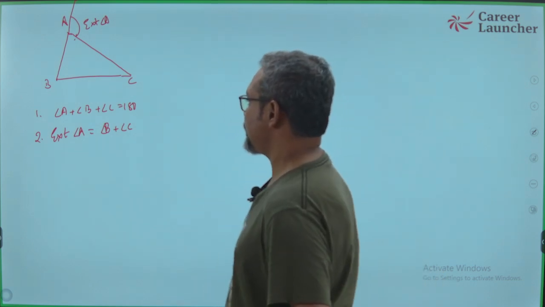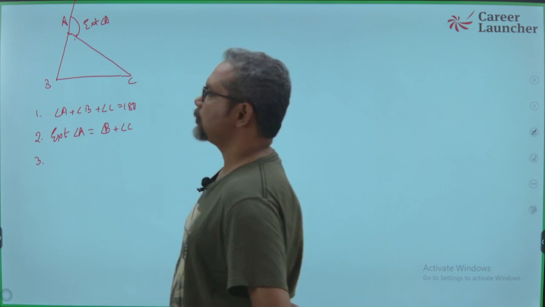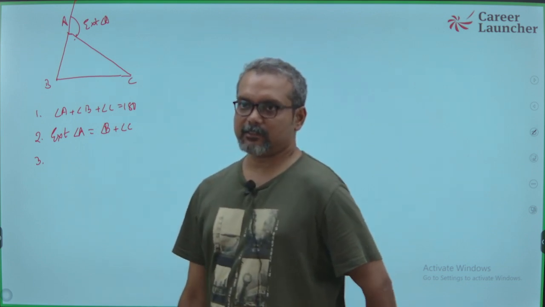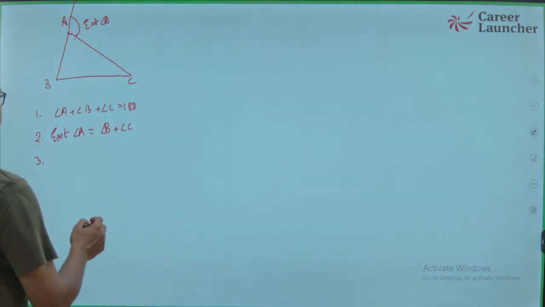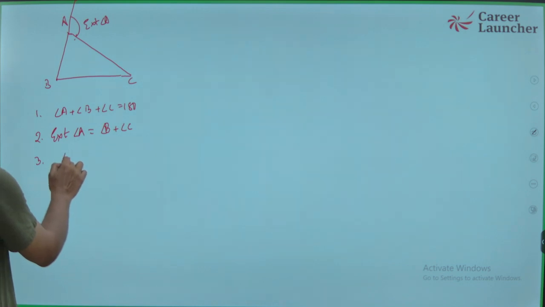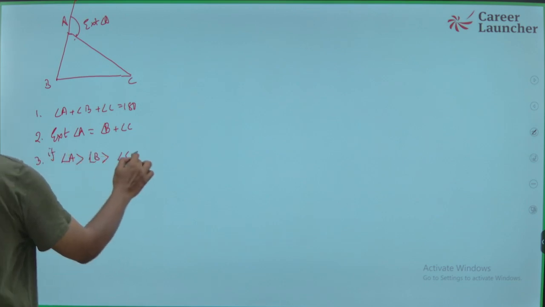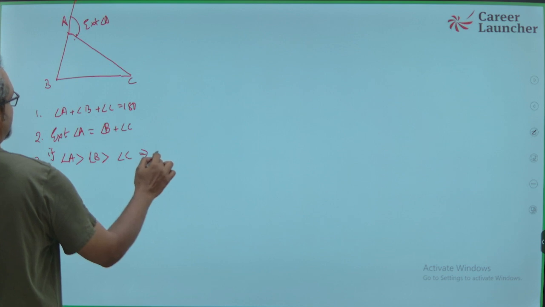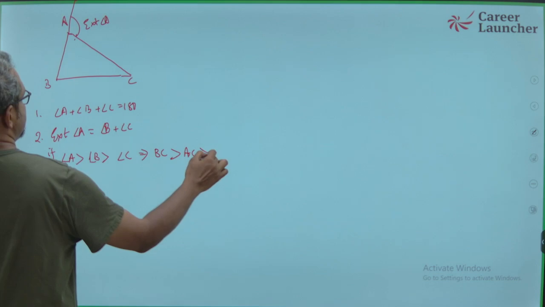Number 3, the larger angle is opposite to the longer side, the smaller angle is opposite to the shorter side. So that means here if I say that angle A is bigger than angle B and greater than angle C, if that is the case, that would imply that opposite to A is BC, opposite to B is AC, opposite to C is AB.